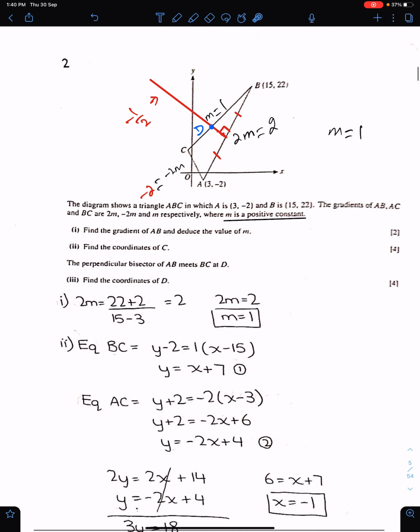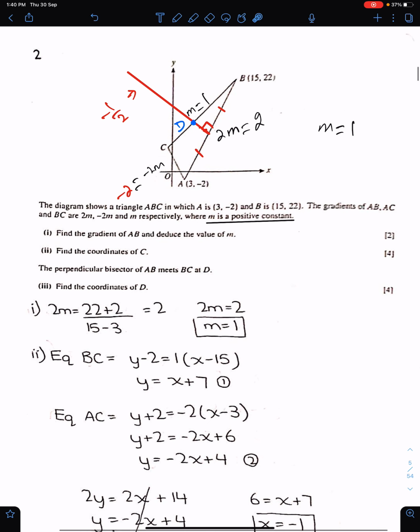Question number 2. The diagram shows a triangle ABC. This is the triangle ABC. A is given, B is also given. The gradients of AB, AC and BC are 2m, -2m and m respectively, where m is a positive constant. The gradient of AB is 2m. The gradient of AC is -2m, and the gradient of BC is m.